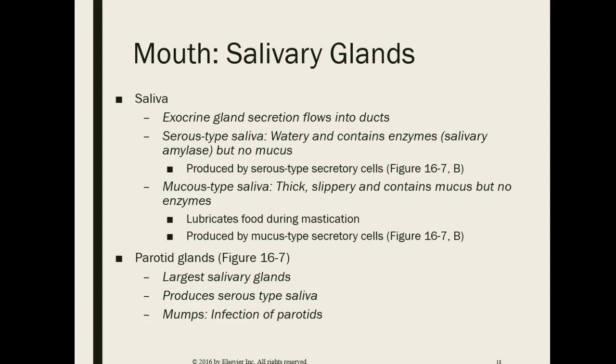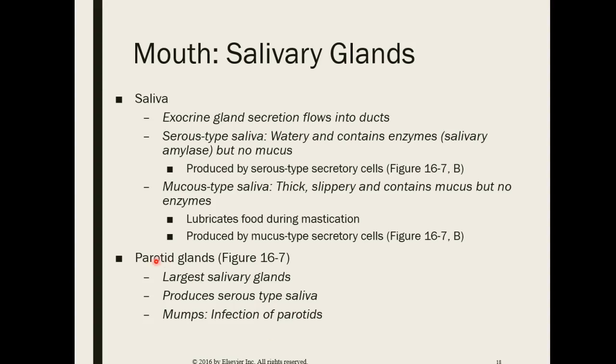So serous type saliva is actually the salivary amylase that is secreted from that, and it is going to begin that process of chemical digestion. And the mucus type saliva is specifically to lubricate the food so that it doesn't damage the larynx or the esophagus as we swallow.